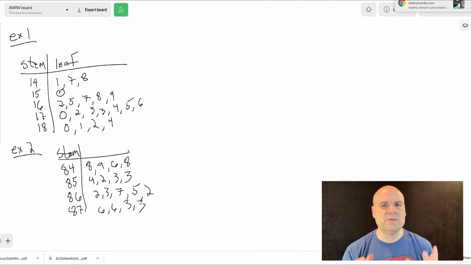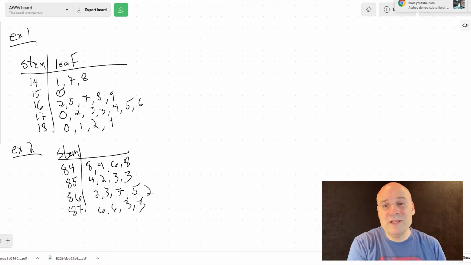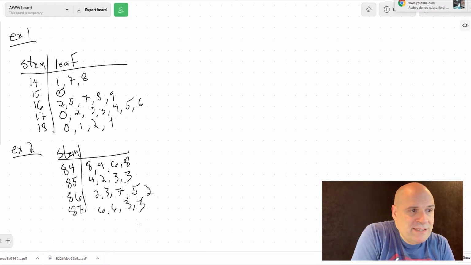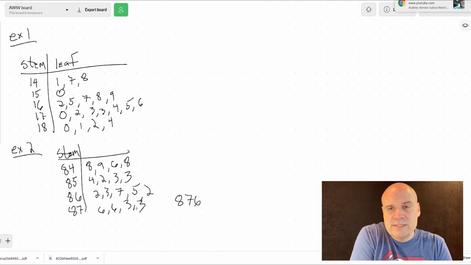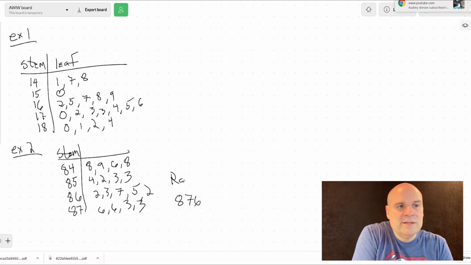So let's find the range. Well, let's see if we can do this without putting them in order. So really for the range, you just need the biggest number and the smallest number. So the biggest number is 876. You see how I got that? The biggest number in this little row here is 6. And then you need the smallest number, so just look for the smallest digit in this row. So it looks like 6. So this is 876 minus 846. You subtract that and you get 30. So the range is 30.